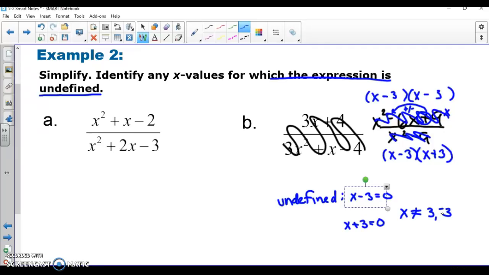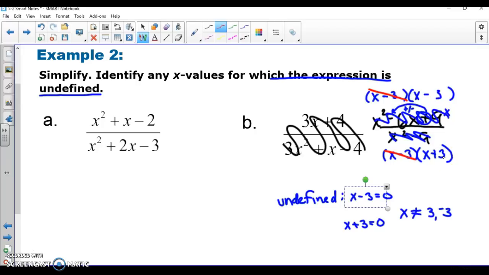Once we identify the undefineds, this is where the fun part comes in. We're looking to simplify. We're looking for a common expression within our numerator and our denominator. So we have an x minus 3 in our numerator. That's going to cancel with an x minus 3 in our denominator. If we look at these second two expressions here, x minus 3 and x plus 3, they're similar, but they're not the same, so they won't cancel.